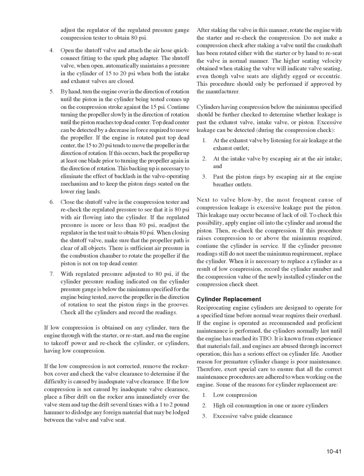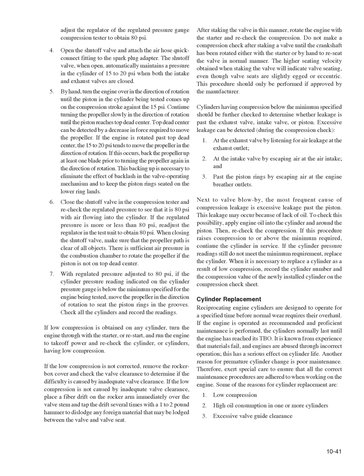This leakage may occur because of lack of oil. To check this possibility, apply engine oil into the cylinder and around the piston. Then, recheck the compression. If this procedure raises compression to or above the minimum required, continue the cylinder in service. If the cylinder pressure readings still do not meet the minimum requirement, replace the cylinder. When it is necessary to replace a cylinder as a result of low compression, record the cylinder number and the compression value of the newly installed cylinder on the compression check sheet.